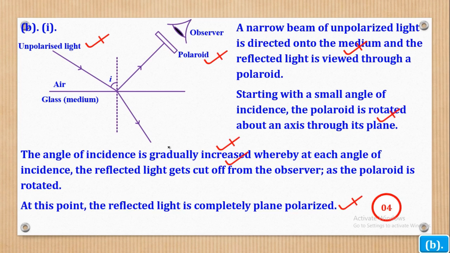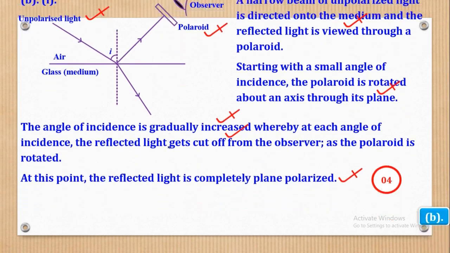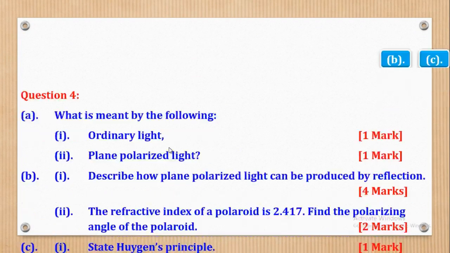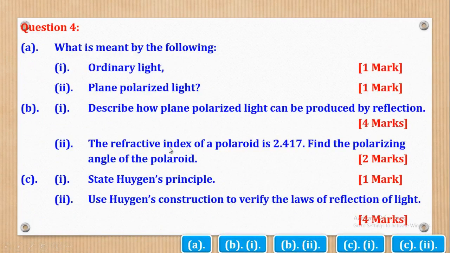So that is how marks would be awarded. So now we shall go to part B, Roman 2. Part B, Roman 2 says the refractive index of a Polaroid is 2.417. Find the polarizing angle of the Polaroid.